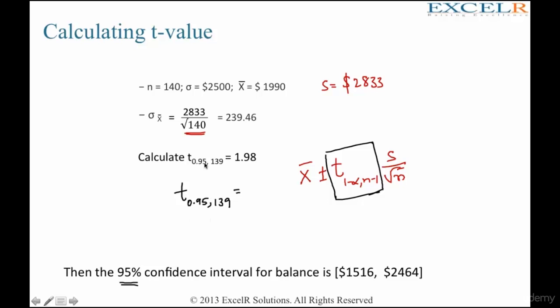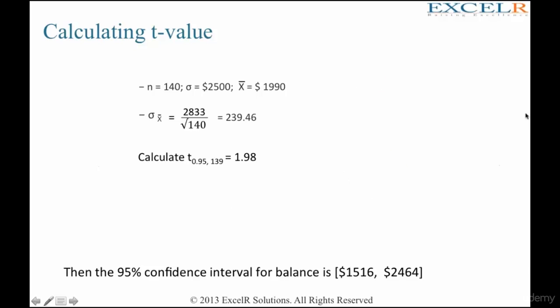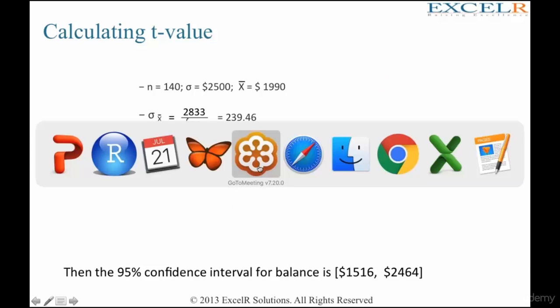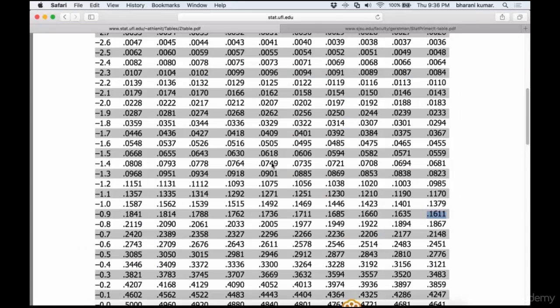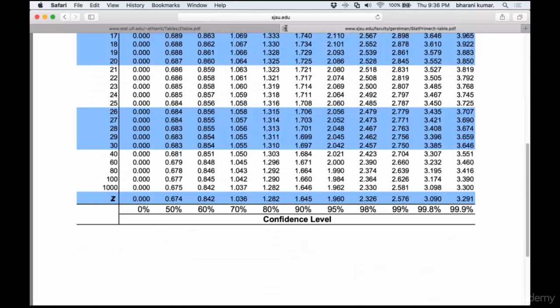In the previous tutorial, we discussed how to calculate the z value from the z table. And here we'll be calculating the t value by looking at the t table. Let me take you all to the t table. Okay. So all you need to do is just do a Google search.